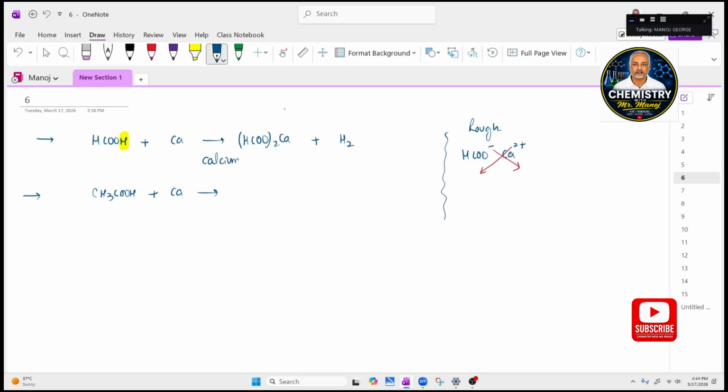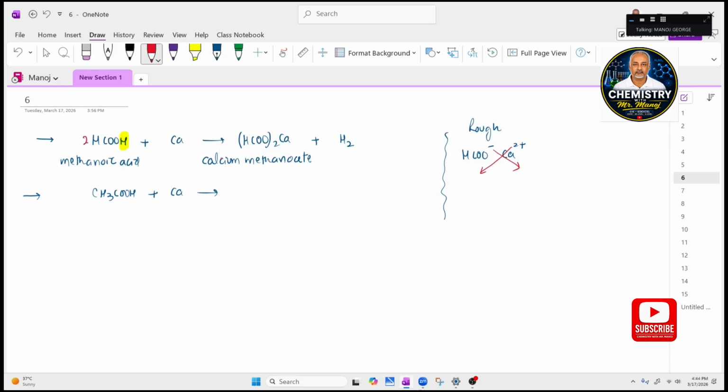This is called calcium methanoate. This is methanoic acid. So what should I do? You can use the mic. The easiest thing what you can do is to work with the bracket. Now there is a 2 underneath the bracket. Because there is a 2 underneath the bracket, I'm just going to put here 2 immediately.